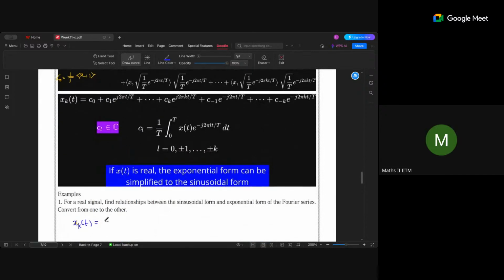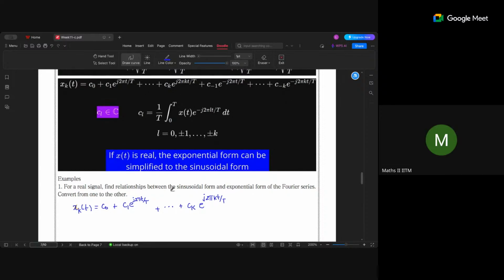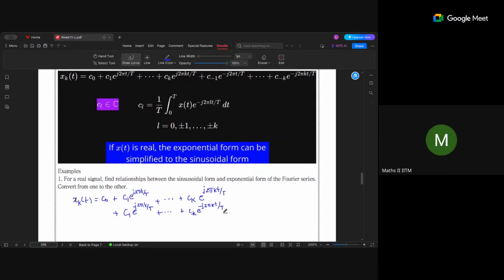So c naught plus c1 e power j 2 pi t by T plus and so on up to ck e power j 2 pi k t by T. So we have written up to the part with the positive integers, and then let's write the negative integer part as well, which is plus c minus 1 e power minus j 2 pi t by T plus and so on, c minus k e power minus j 2 pi k t by T. All right, so this is your cl. Now what is c of minus l?